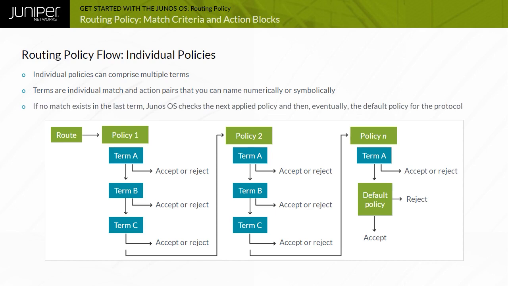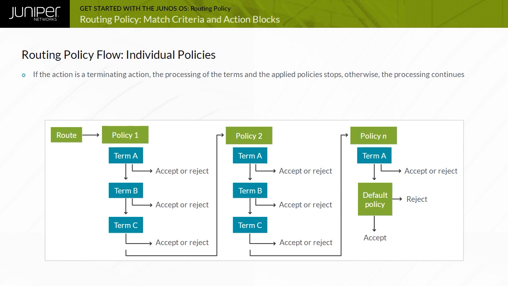If no match exists in the last term, Junos OS checks the next applied policy and then, eventually, the default policy for the protocol. When it finds a match within a term, Junos OS takes the corresponding action. If the action is a terminating action, the processing of the terms and the applied policy stops. Otherwise, the processing continues. Junos OS also supports flow control actions that affect the flow of policy evaluation. The next term and next policy actions cause Junos OS to evaluate the next term or next policy, respectively.